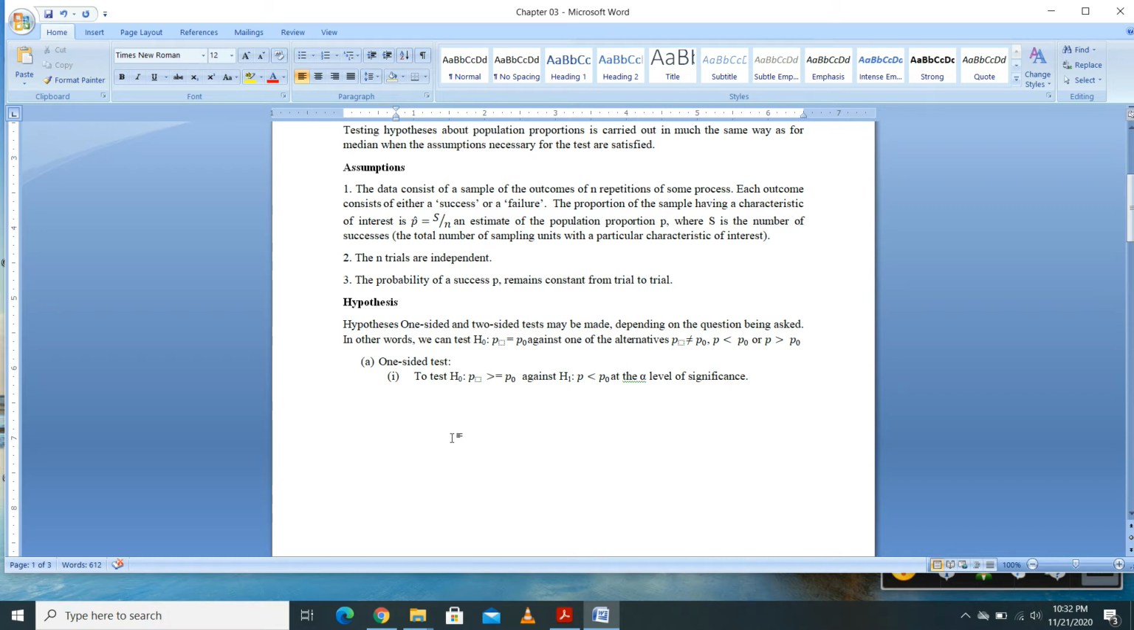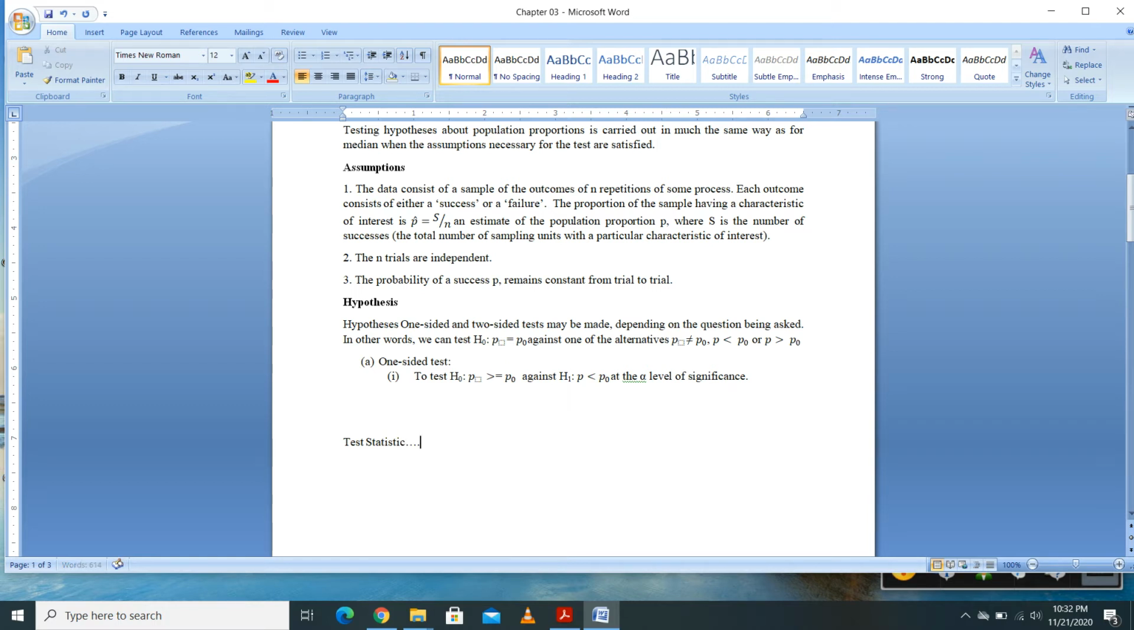So after writing the hypothesis, you need to know how to calculate your test statistic. The test statistic is the number of successes. So I will just write it here. After writing down the hypothesis, you have to write the test statistic.